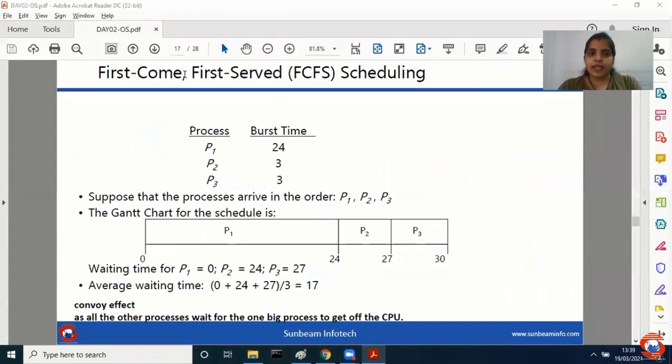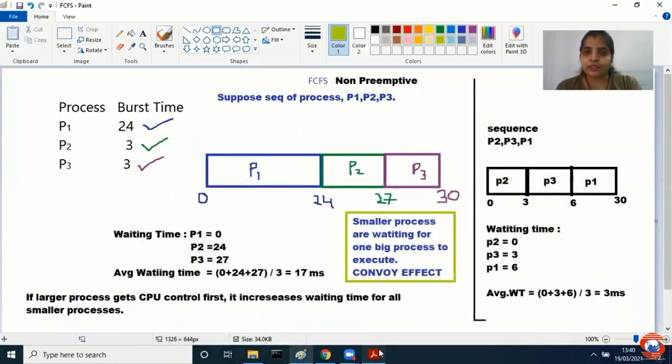So FCFS algorithm faces which type of problem? Answer is convoy effect. As all the other processes wait for one big process to get off the CPU. जब तक P1 नहीं जा रहा, तो P2 और P3 को कंट्रोल नहीं मिल रहा. That is FCFS. समझ में आया? तो अगर मैं एग्जाम्पल नहीं लेती, तो आपको कॉन्वॉय इफेक्ट का कंसेप्ट नहीं समझा पाती. That's why I have taken an example. For exam point of view, you should be aware about it. It is not asked to calculate the complete average waiting time and so on, but you should be aware. कभी पूछा तो आपको आना चाहिए. Is it fine?